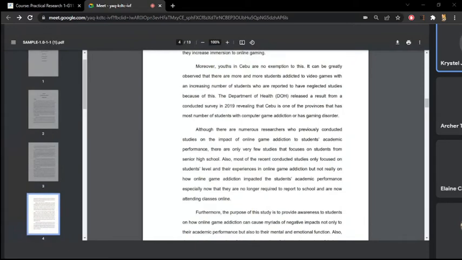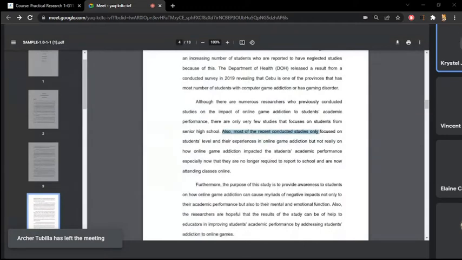So if you have noticed, guys, Yangi mentioned recent conducted studies. So that could also be your gap, guys. For example, in your review of past researches, you find studies with objectives similar to yours, but they were conducted in the 1990s or so. So you can also have that as a gap.